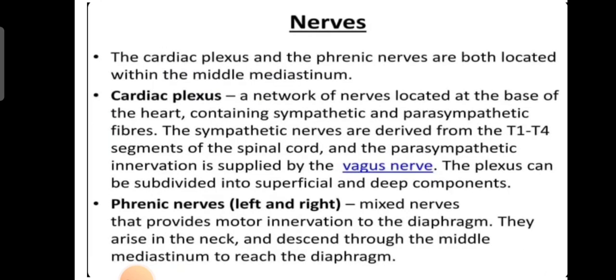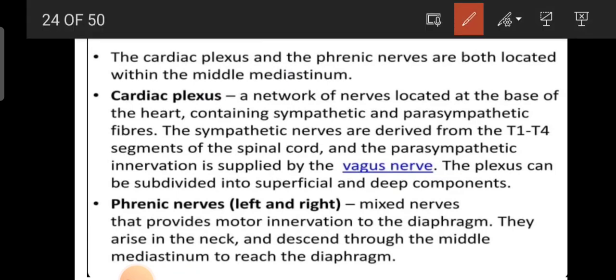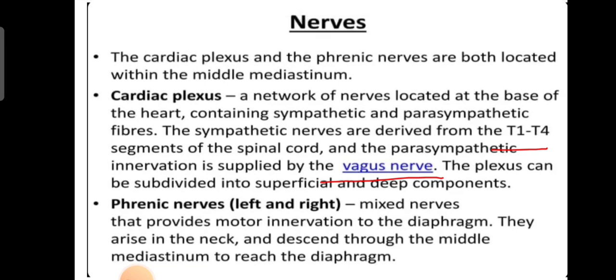Then the nerves found in the middle mediastinum are the cardiac plexus, which supplies the heart. This cardiac plexus is formed by sympathetic as well as parasympathetic nerves. The sympathetic innervation is provided by the T1 to T4 spinal nerve segments, while the parasympathetic component is from the vagus nerve. Then we have the phrenic nerve. The phrenic nerve is a mixed nerve. It provides motor innervation to the diaphragm.